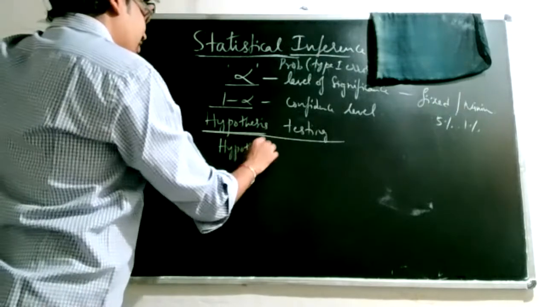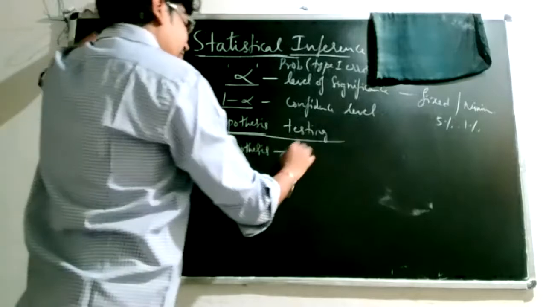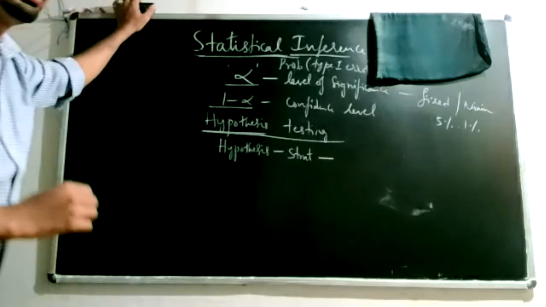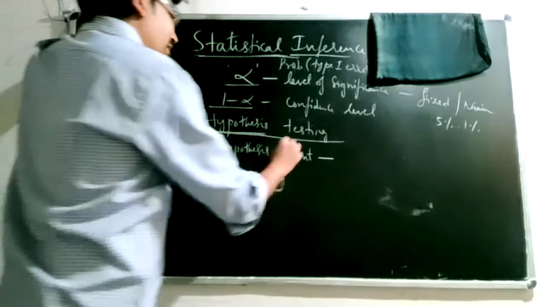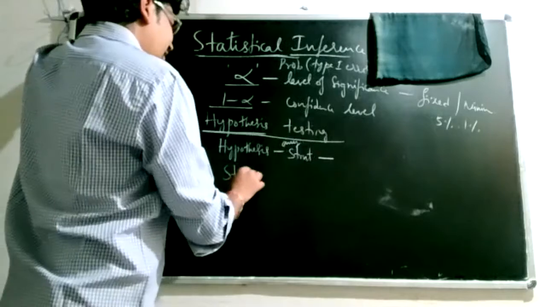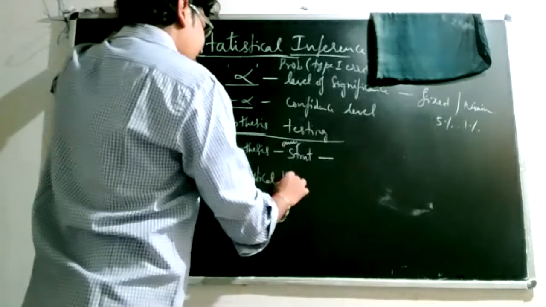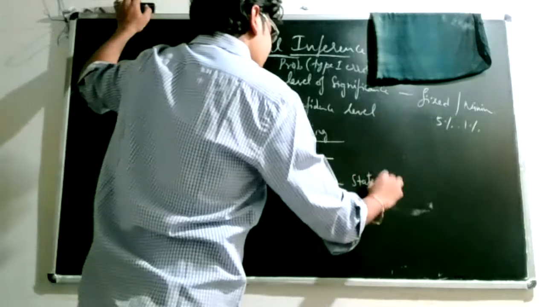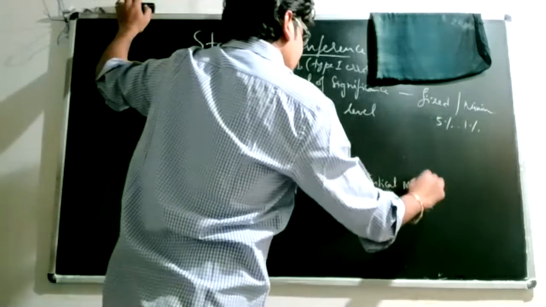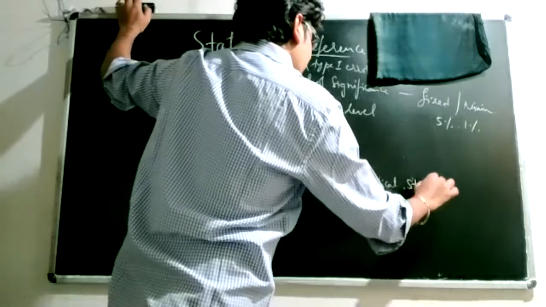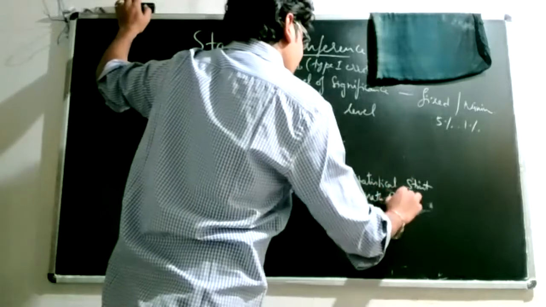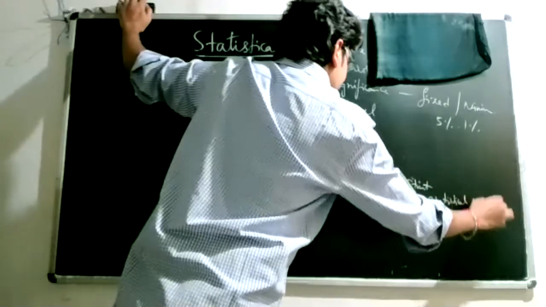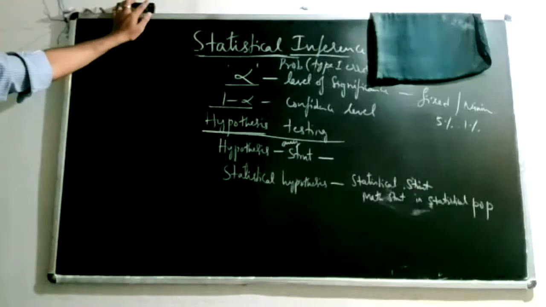It is just a simple statement. It could be any statement, and if it involves a concern regarding the population parameter, then it is called a statistical hypothesis. So when I say statistical hypothesis, it should be a statistical statement or a mathematical statement involving a statistical parameter or a statistical population. Then such statements are called hypotheses.